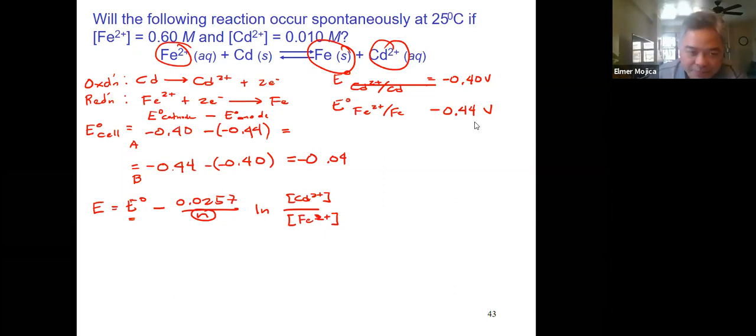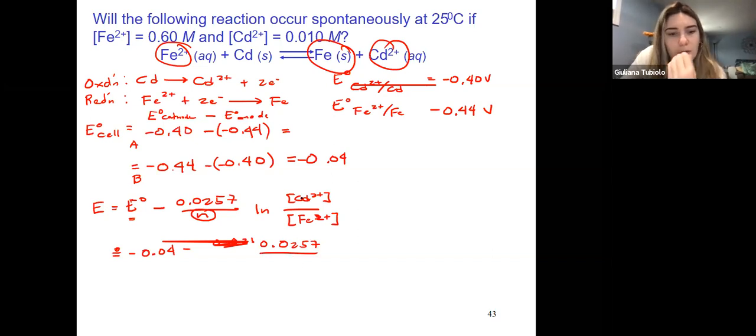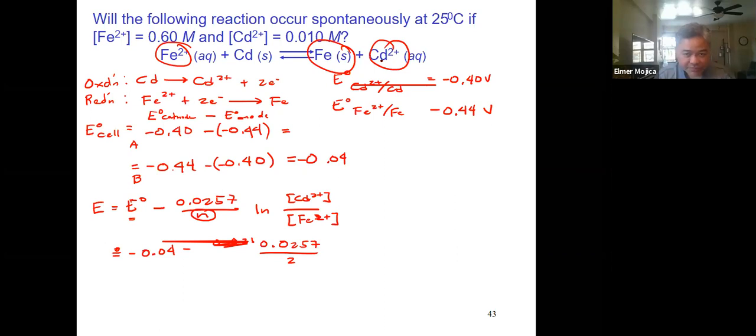N is equal to 2. Okay, so I'm going to place now the value here equal to 0.04 minus 0.0257. Why is n equal to 2? Because that's the number of electrons that was exchanged here. If you look at the charges that they have, one is from 2 plus to 0, and the other one from 0 to plus 2. Got it? Yeah, thank you.